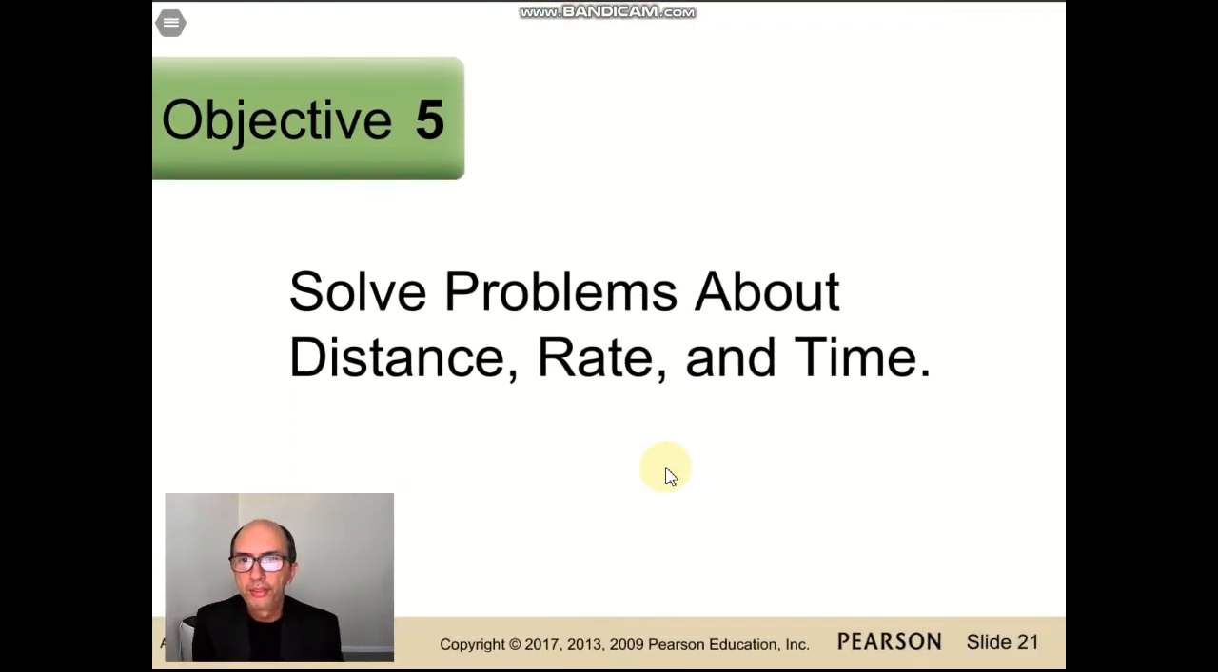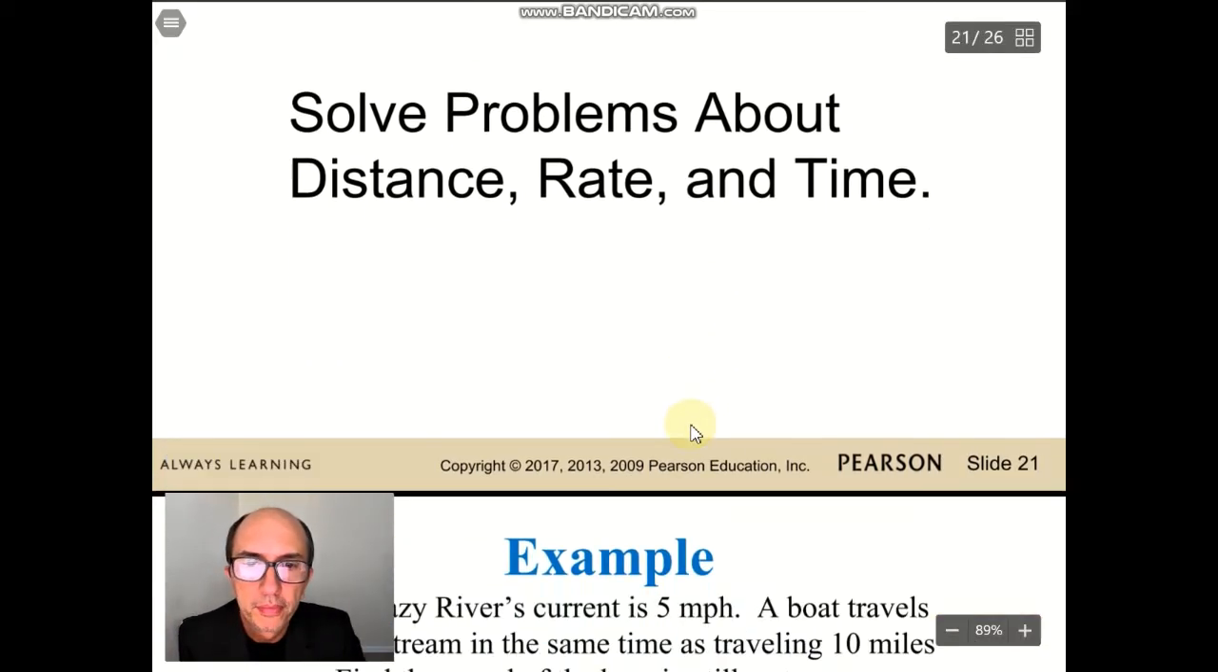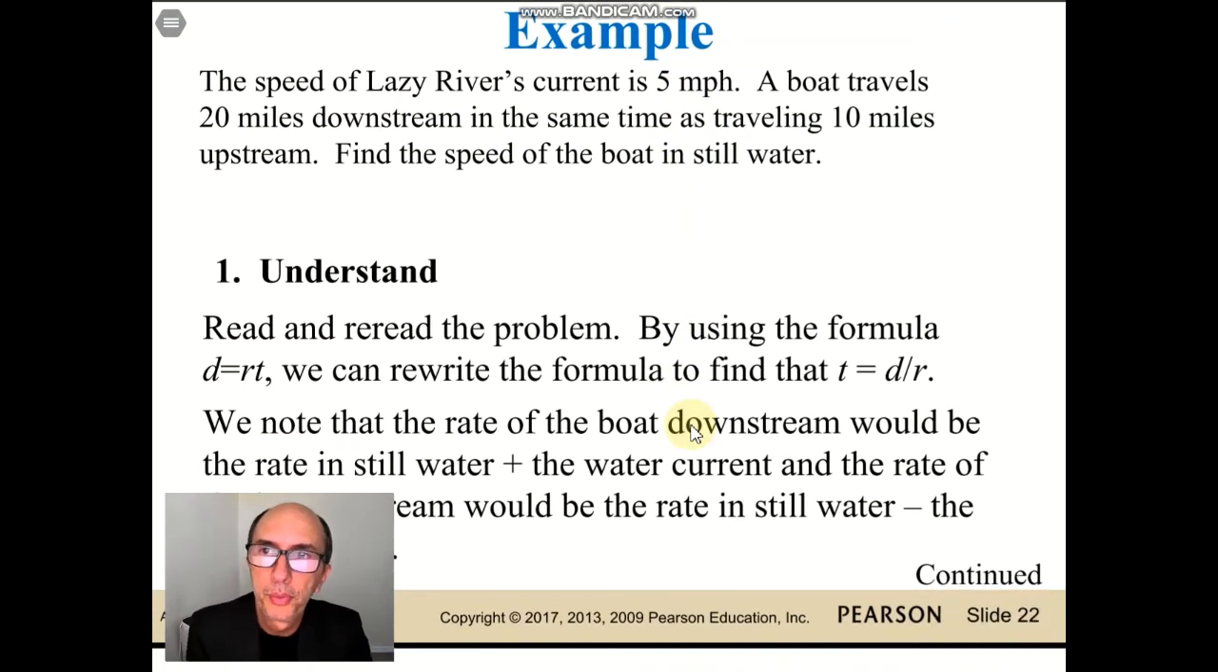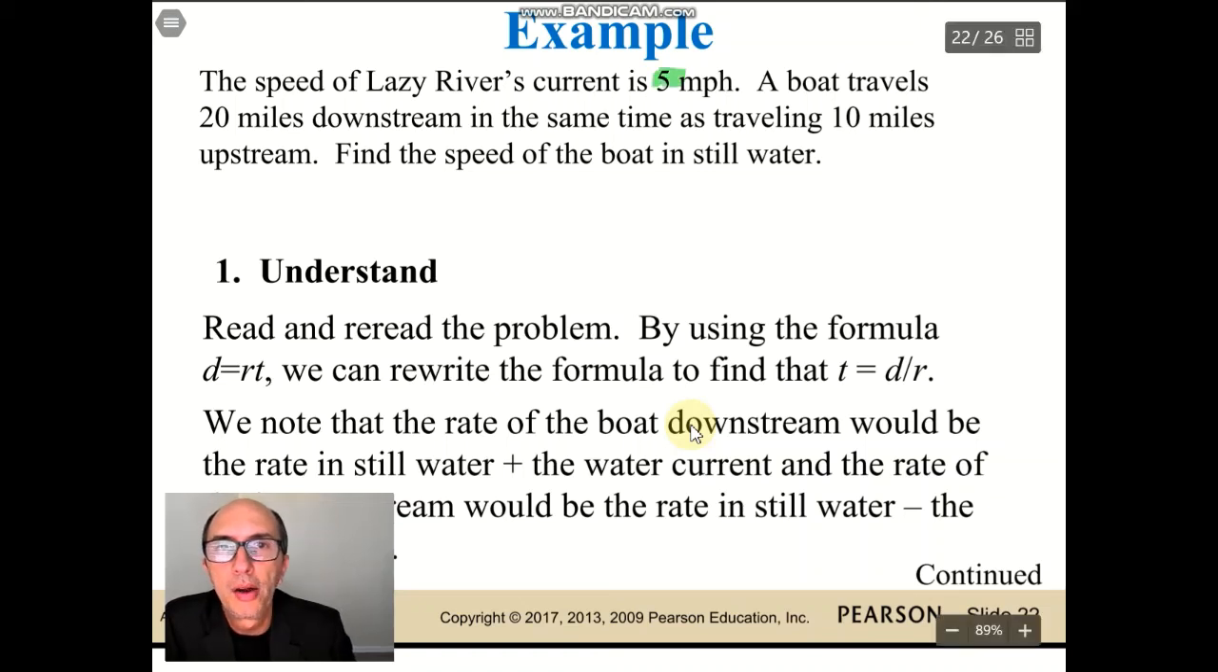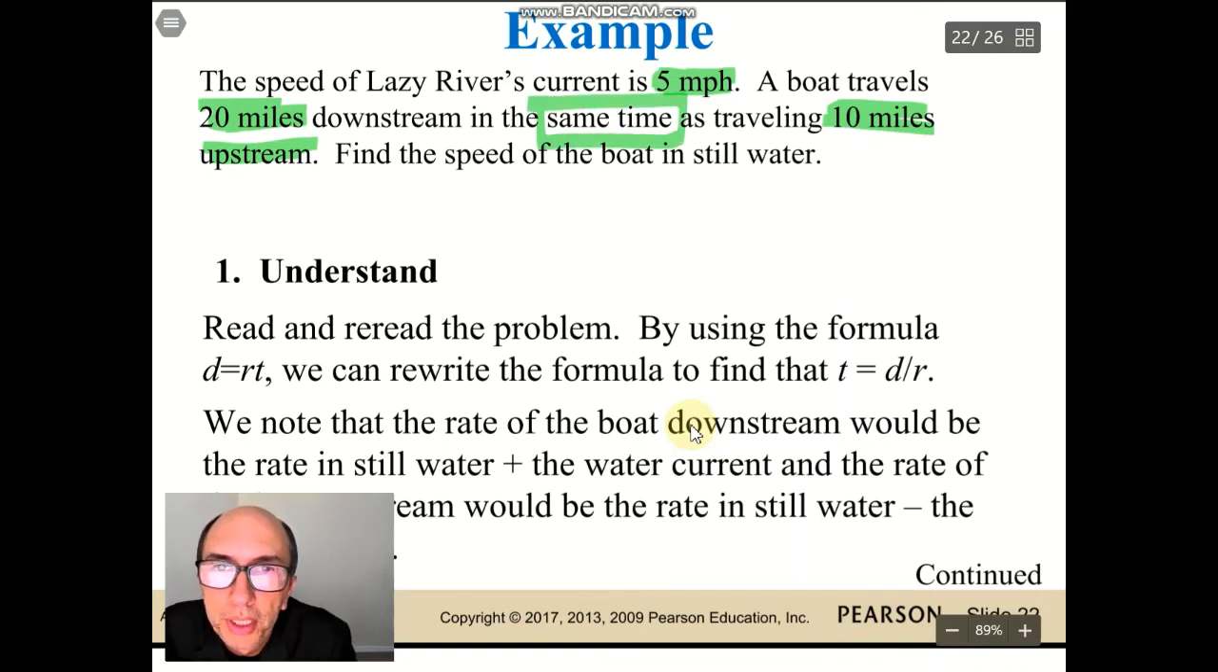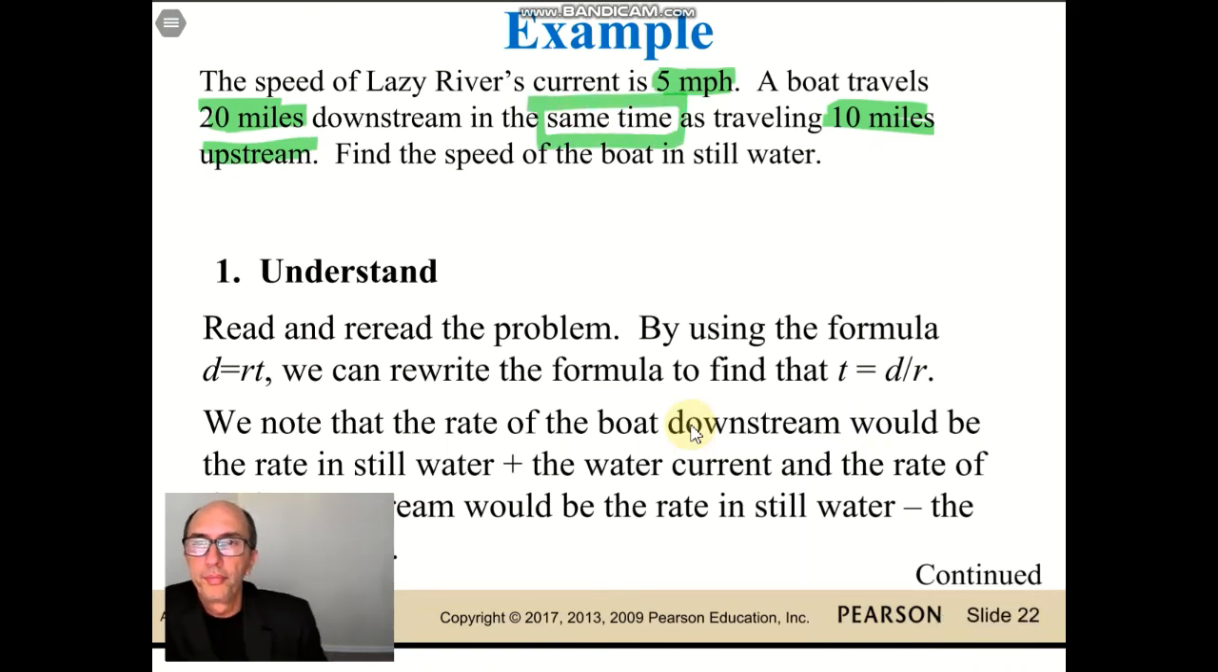Objective number 5, solve problems about distance, rate and time. And there's an example here. The speed of a lazy river's current is 5 miles per hour. This is the current. A boat travels 20 miles downstream in the same time as traveling 10 miles upstream in the same river. Find the speed of the boat in still water.